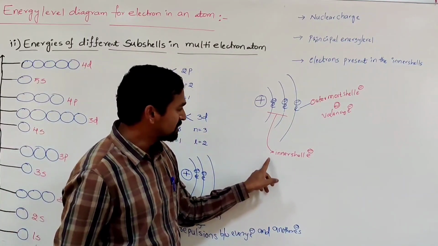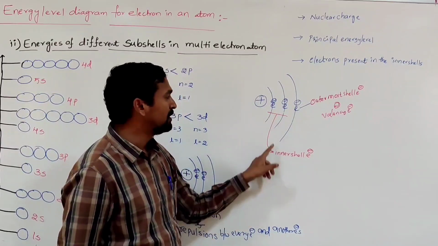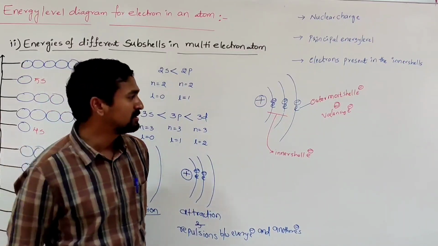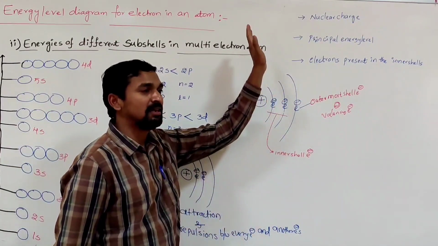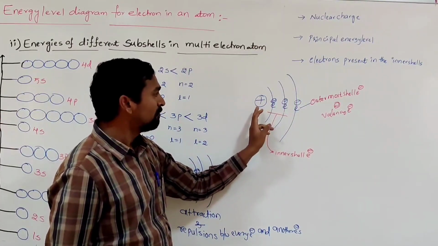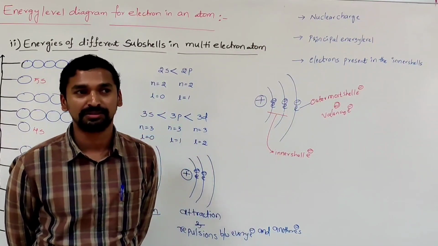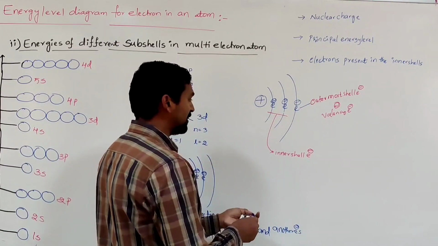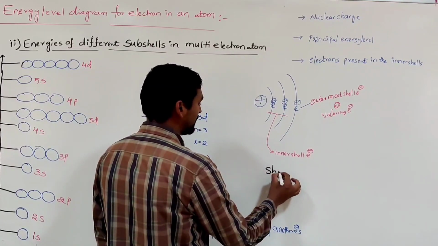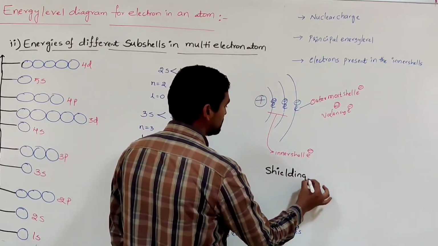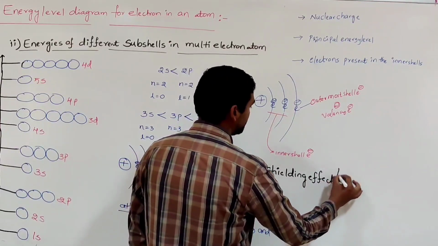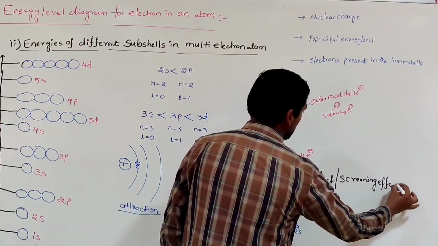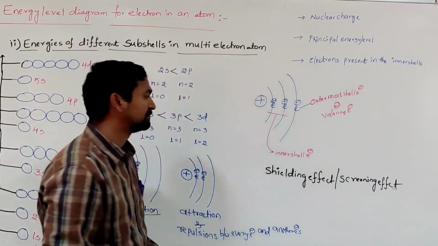So these electrons are responsible for reducing the effect of nuclear charge on the outermost electrons. That means they act as barriers against the nuclear charge on the outermost electrons. This effect is called, in chemistry, the shielding effect or screening effect.